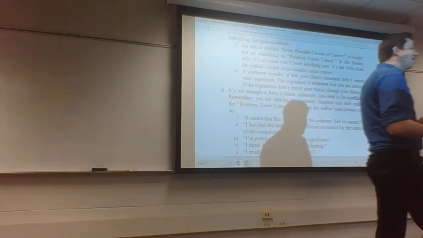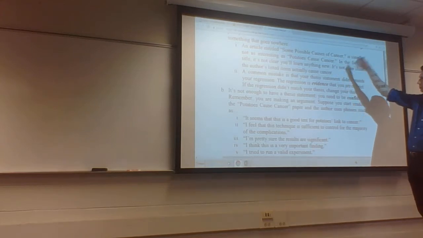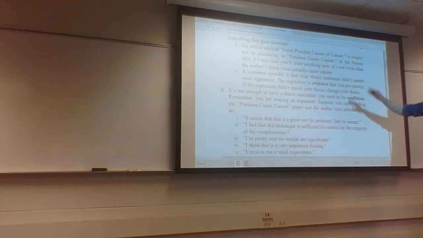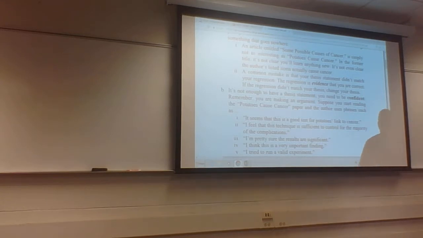Note also, a thesis statement is not merely, I want to know what's going on. A thesis statement is making a declarative statement. You're not saying, here are some causes of crime or here are some causes of cancer. You are saying, potatoes cause cancer, or population density causes crime, or income causes crime, or something like that. So keep that in mind.